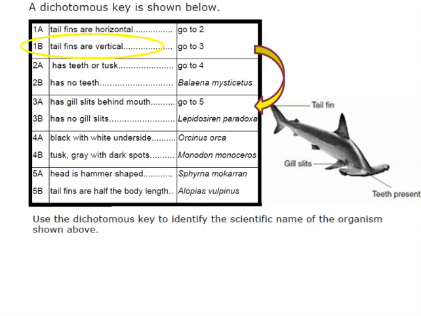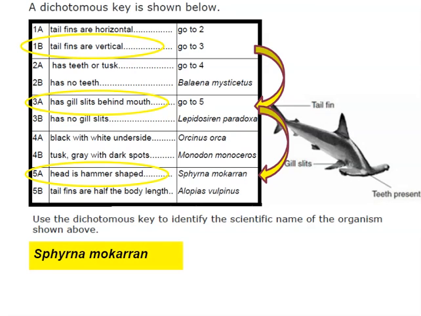3A has gill slits behind the mouth. 3B has no gill slits. Even if you have trouble seeing those, which is not the greatest picture, they're labeled. So it says gill slits, so we know it has them. All right, so then we're going to 5. 5A says head is hammer-shaped, which I see. And then 5B says tail fins are half the body length, which they're not. So I think we've solved this one. The species is Sphyrna mokarran, and Sphyrna probably has something to do with the shape of its head. There's probably different species of hammerhead sharks with that same genus.